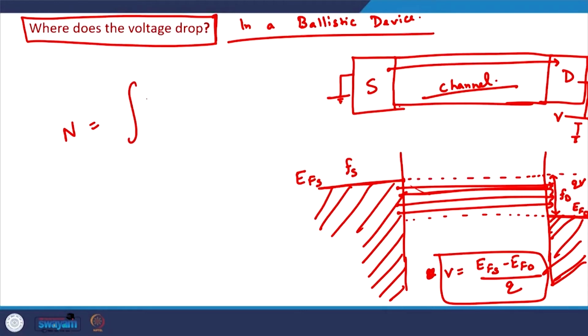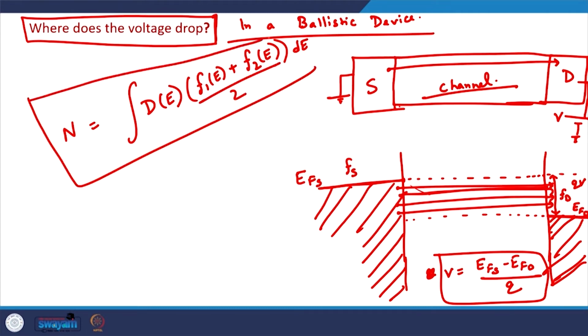If you recall our discussion in the beginning of the general model of transport, when we derived the steady state number of electrons in the channel, the expression looks something like this. The number of electrons is the integral of D(E) times F1(E) and F2(E) terms dE, where D(E) is the density of states of the channel, F1(E) is the source Fermi function, and F2(E) is the drain Fermi function. So, the steady state number of charge carriers in the channel is given by this expression.